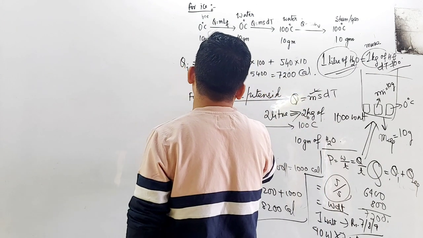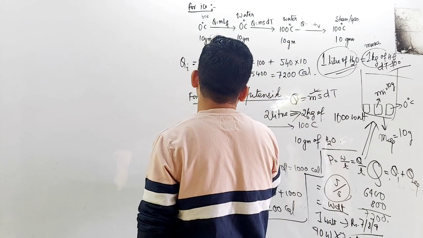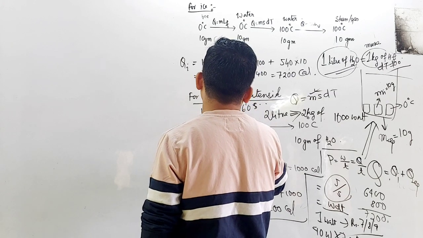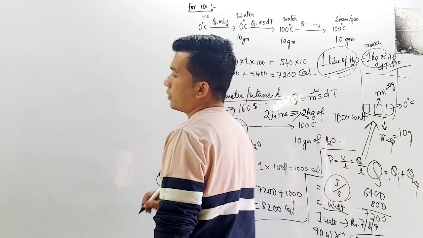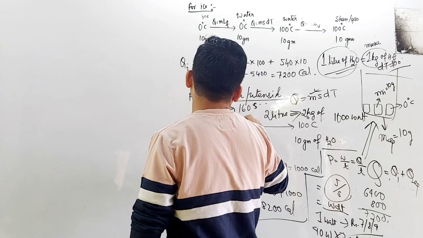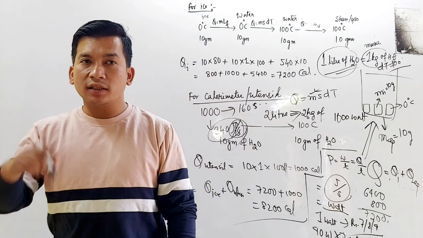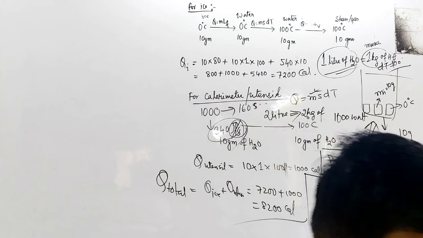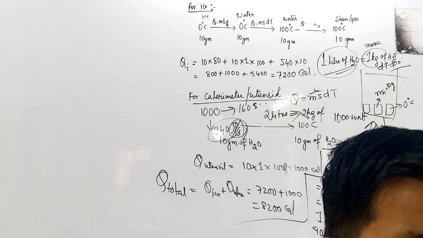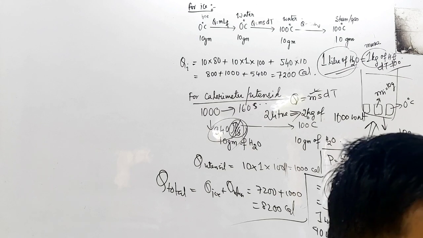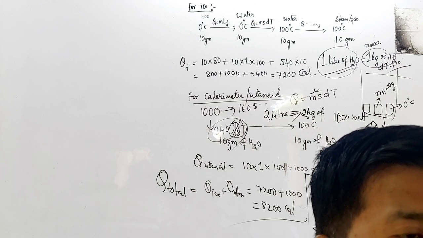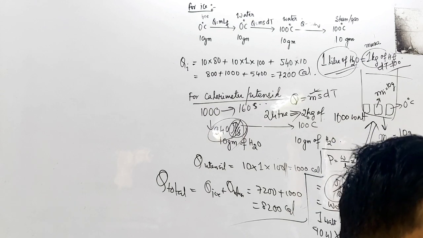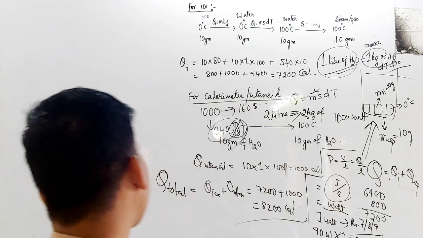What is the actual power? My actual power is 1000 minus 160, which is lost to the surrounding. Only 840 joule of heat, or 840 joule per second, will be utilized for changing the temperature of water. The temperature changes from 27 to 77, so altogether there will be an increase of 50 degrees.